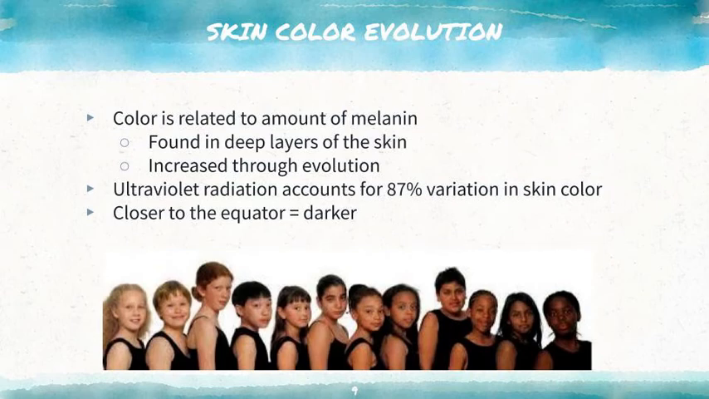Our skin color is related to the amount of melanin in our body. Melanin is found in the deep layers of the skin. It is a dark pigment that is produced by melanocytes, which are cells located in the skin's epidermis. It was found that through evolution, the amount of melanin could have increased due to more UVR exposure.